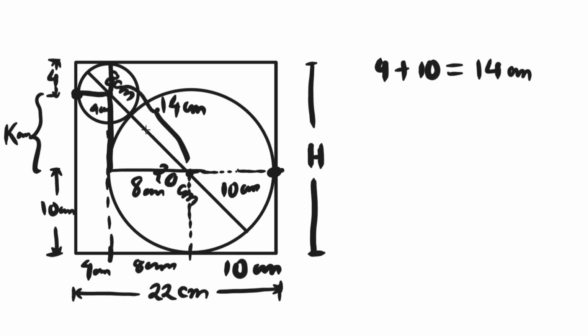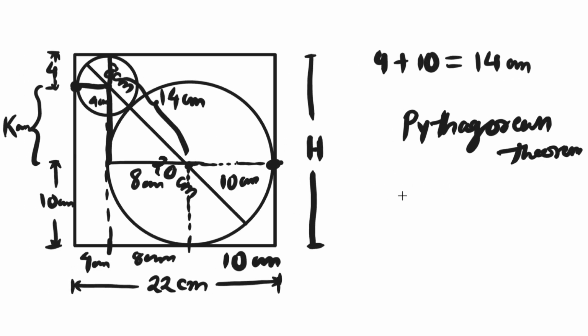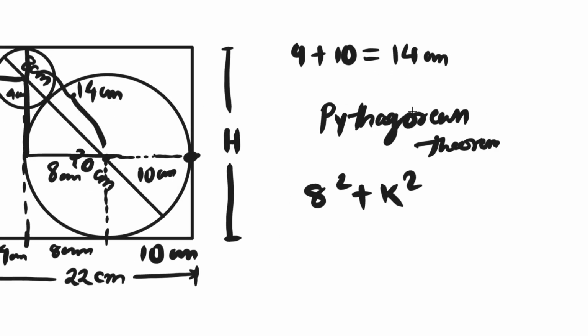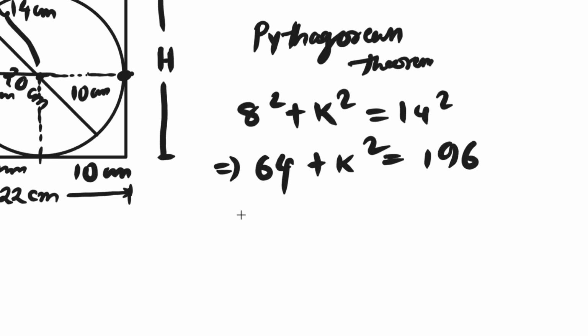Whenever we know two sides of a right triangle, we immediately think of the Pythagorean Theorem. This theorem tells us that the first side squared plus the second side squared equals the hypotenuse squared. So, let's substitute our values. 8 squared plus k squared equals 14 squared. 8 squared is 64, and 14 squared is 196. That gives us 64 plus k squared equals 196.